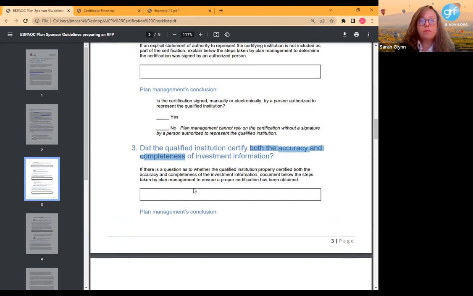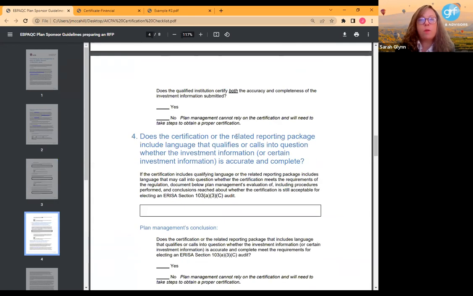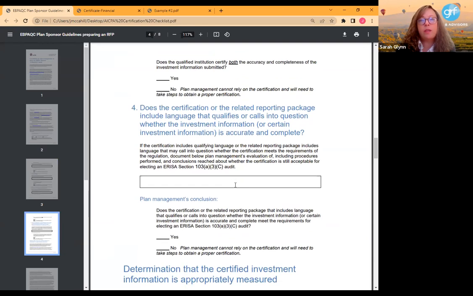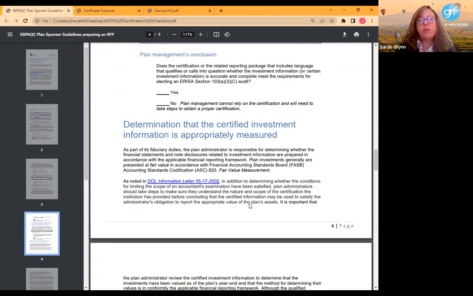So, number 4, does the certification of the related reporting package include language that qualifies? This calls into question whether the investment information is accurate and complete. Occasionally, a certification may contain some qualifying language, and if that's the situation, it is management's responsibility to reach out to the financial institution and determine whether a new certification needs to be obtained or whether this ERISA 103 audit is permissible.